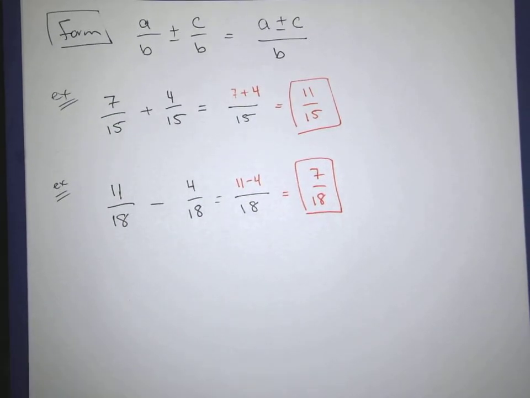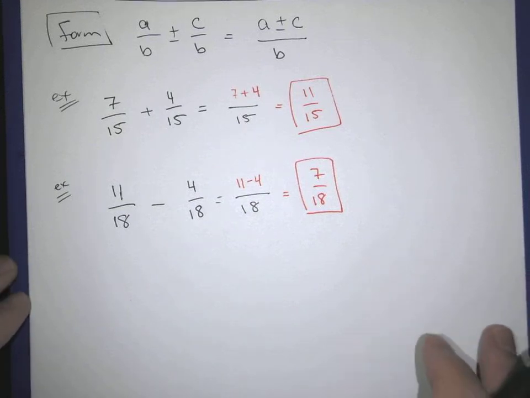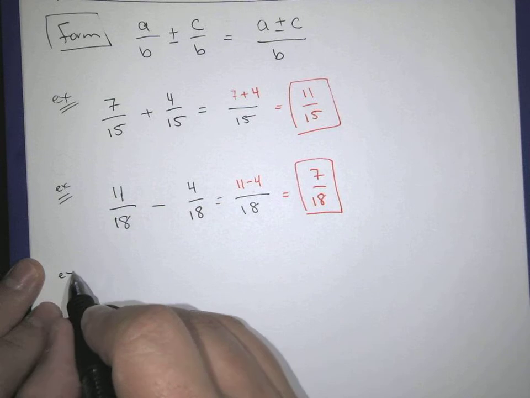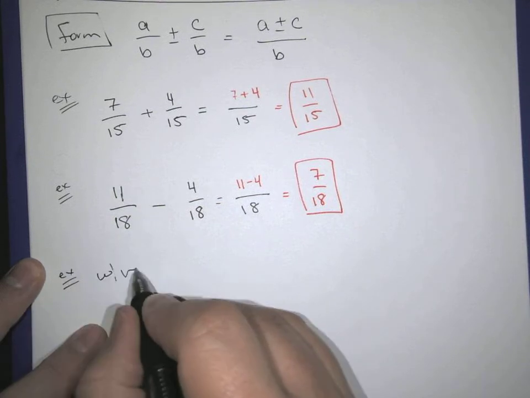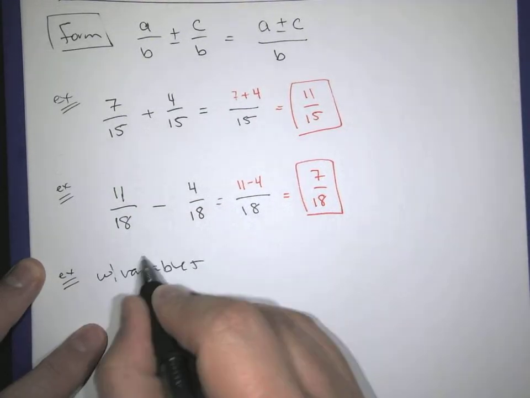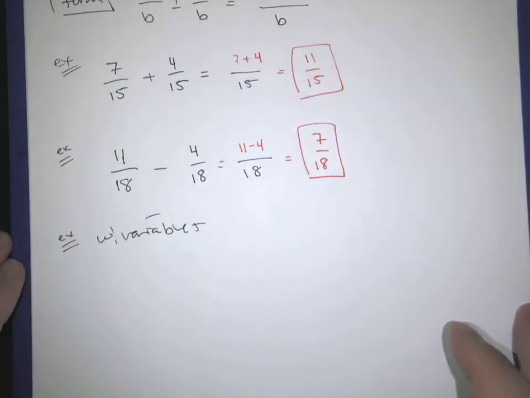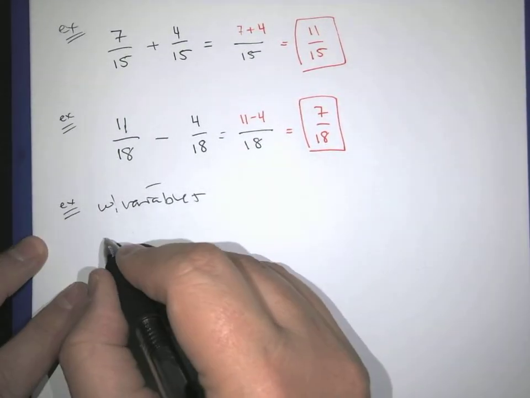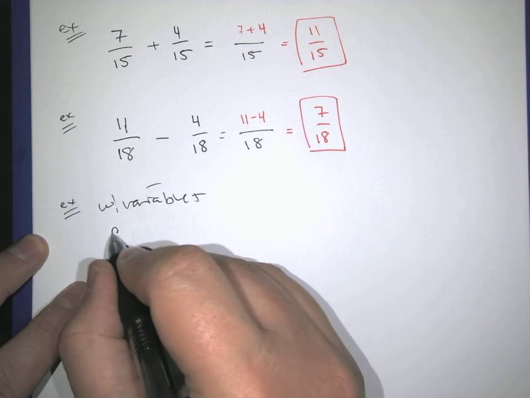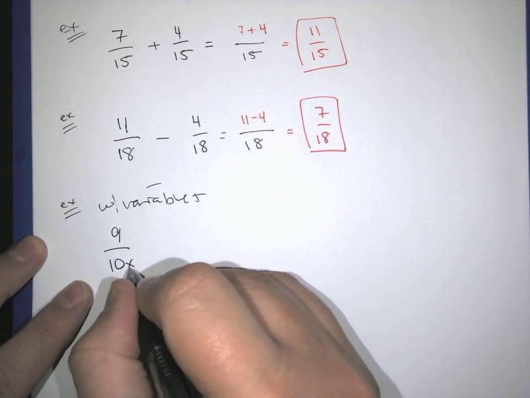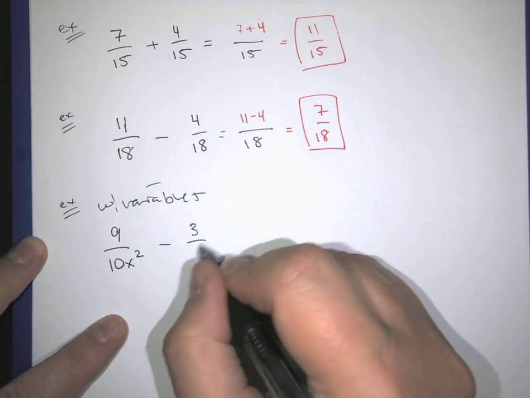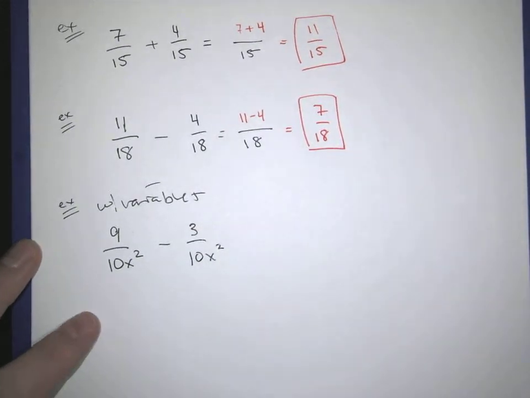Doing these examples a little bit off the top of my head, I was semi-hoping and expecting some of these to reduce, to have a little bit more steps. Let's throw in some variables. So we can do a mixture of things. We can do variables in the denominator. So we could do something like 9 over 10x squared, minus, I don't know, 3 over 10x squared.